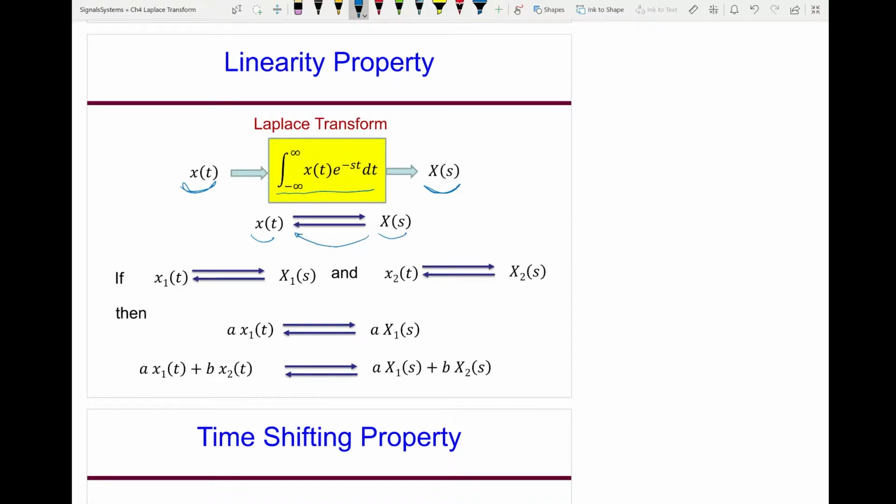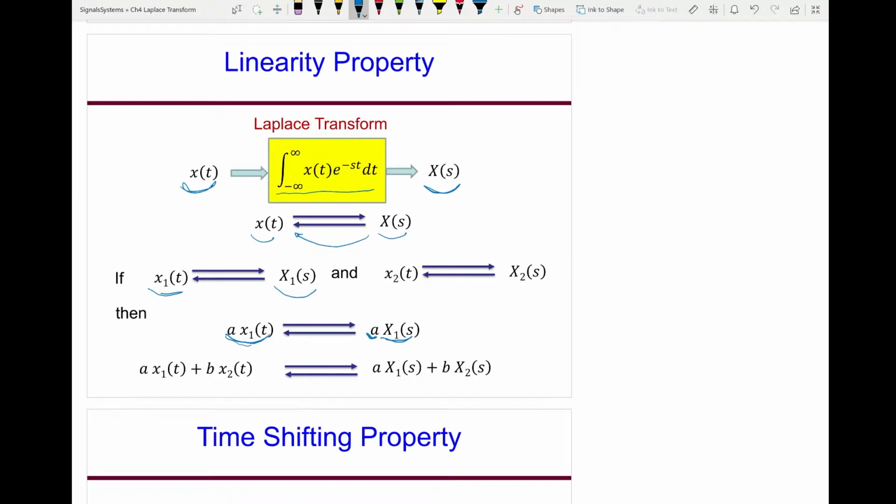So linearity basically says if you have a signal x1 of t, and the Laplace transform is x1 of s. Now what happens if I multiply the signal in the time domain by a? Then the Laplace transform of this one will be the same x1 of s multiplied by the same a. A could be an amplification constant. So that's one condition for linearity.